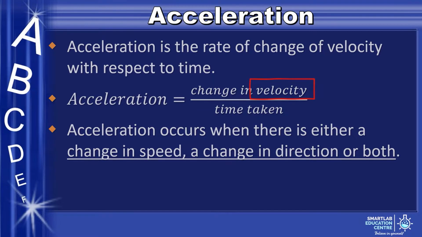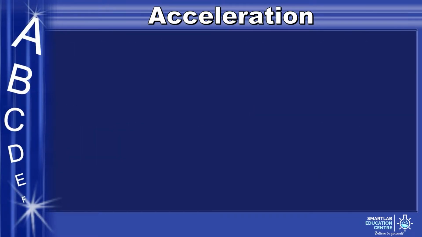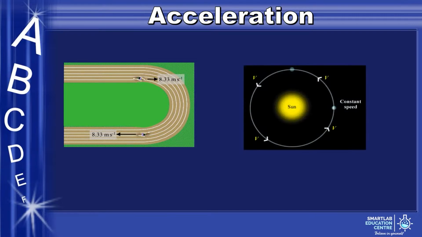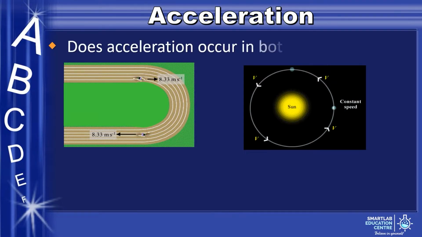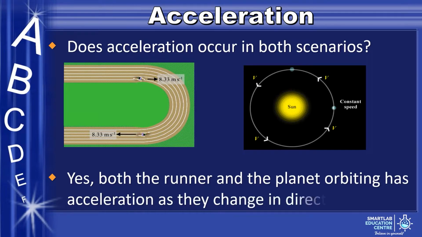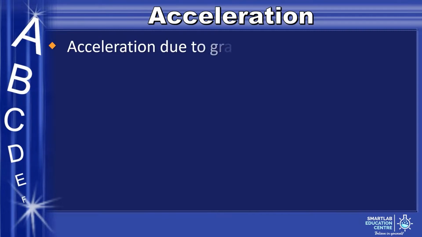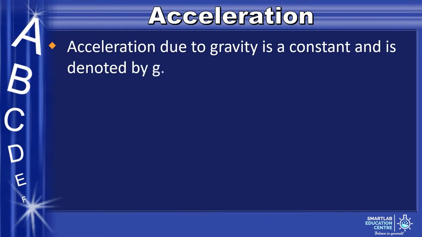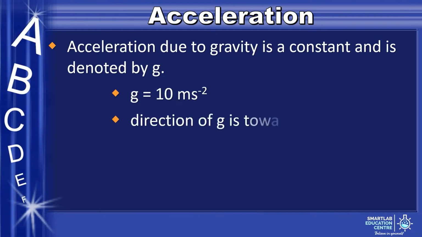Here are two scenarios. A runner running on a track and a planet orbiting the sun. Does acceleration occur in both scenarios? Yes, both the runner and the planet orbiting have acceleration as they change in direction. A very common constant you might come across is the acceleration due to gravity, which is denoted by the letter g, which is equal to 10 meters per second squared and points towards the center of the Earth.